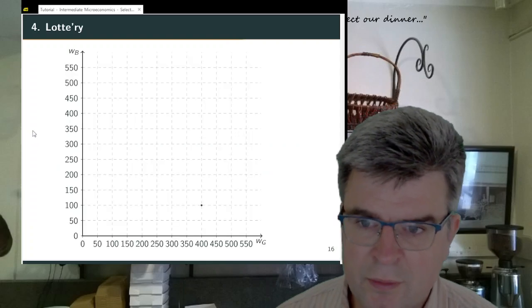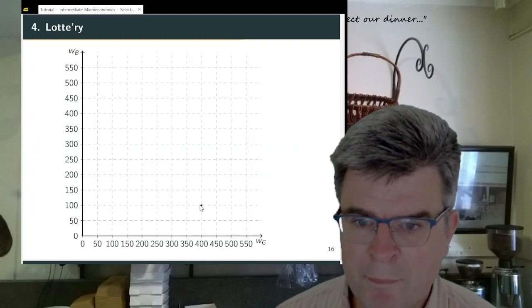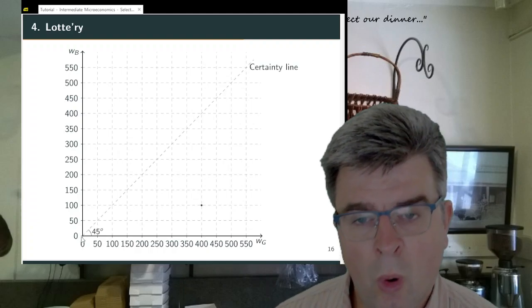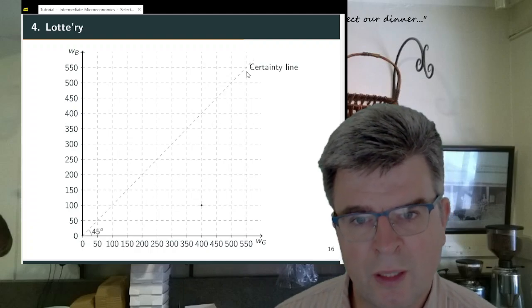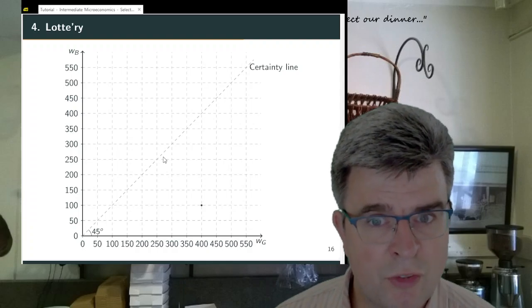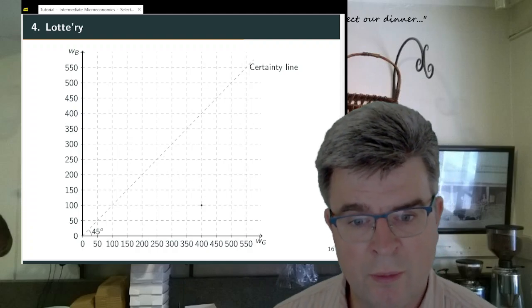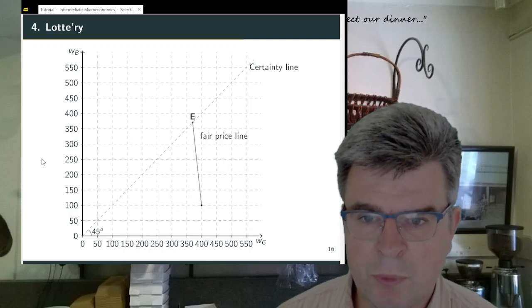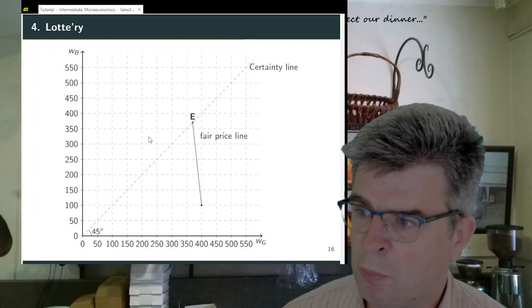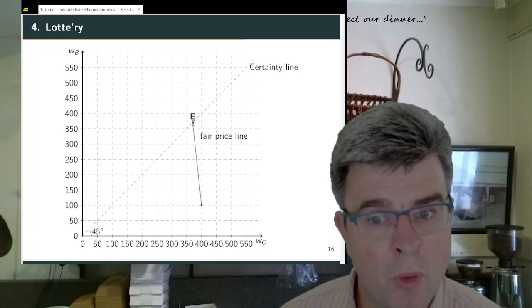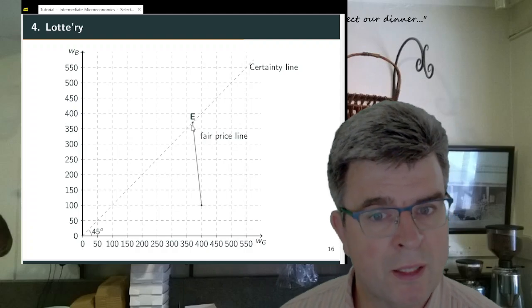Now, graphically, this looks as follows. We start out from here. Now we can buy fair insurance. So all the full insurance policies are on the certainty line. So the certainty line, by definition, gives you the same payoff in the good state of the world and the bad state of the world. And the particular point that we consider here is point E, where Lotte receives 370, both in the good and the bad state of the world.